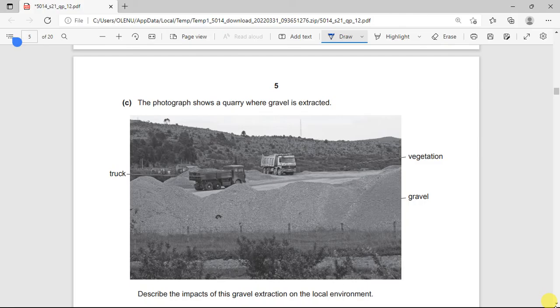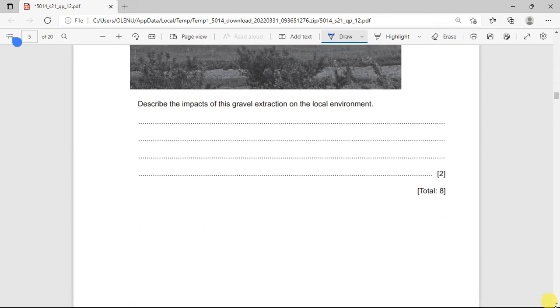Okay, here we have a photograph showing a quarry where gravel is extracted. Describe the impact of this gravel extraction on the local environment. For you to extract gravel, the impact will be loss of vegetation. Vegetation will be destroyed, so with loss of vegetation you can bring in a multiplier effect.